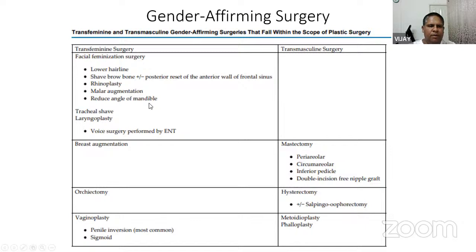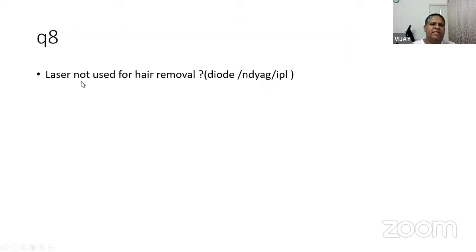You have to reduce the angle of the mandible. Also, the Adam's apple has to be shaved, and a tracheal shave has to be done. And finally, voice surgery is performed by the ENT surgeon to reduce the shrillness of the voice to a female voice, by laryngoplasty. So these are the options given in the exam, and these are the various surgeries performed for transfeminine and transmasculine surgery.